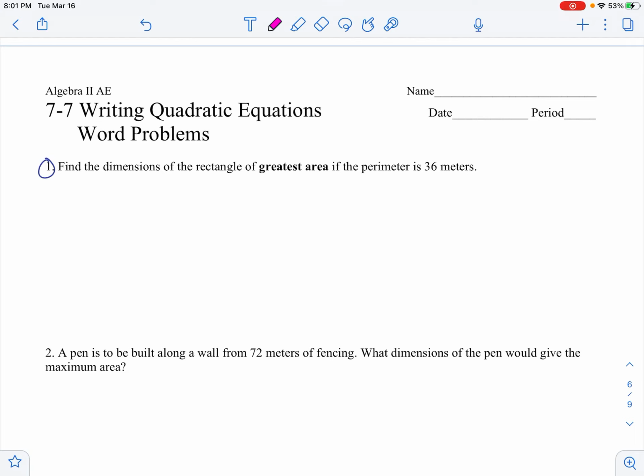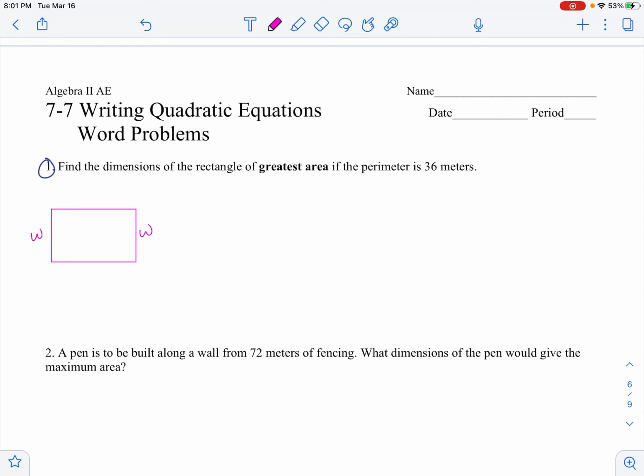Number 1 here, I want to find the dimensions of a rectangle that has the greatest area if the perimeter of the rectangle is 36 meters. I'm going to draw myself a rectangle first, and think about what I know about this rectangle. We still really only want to have one letter. I'll call my width W in this rectangle.